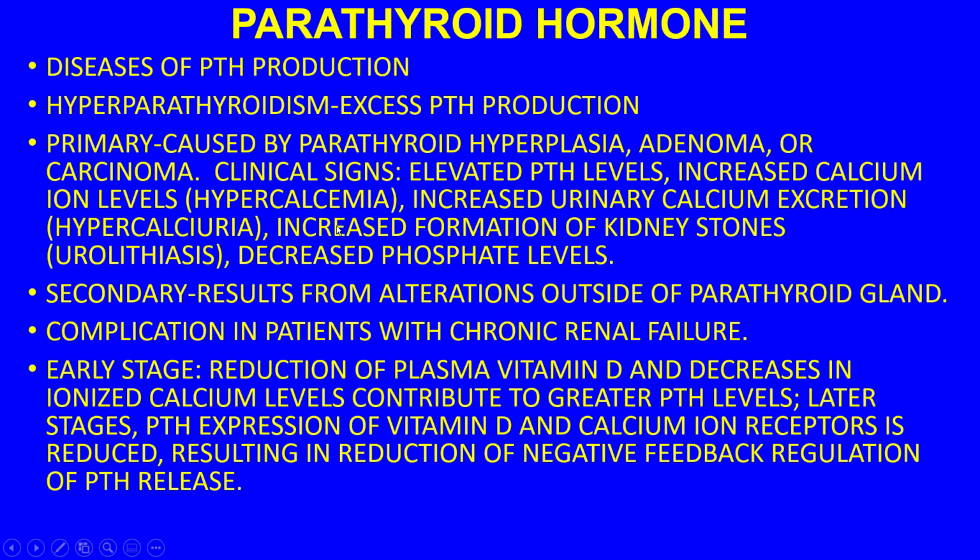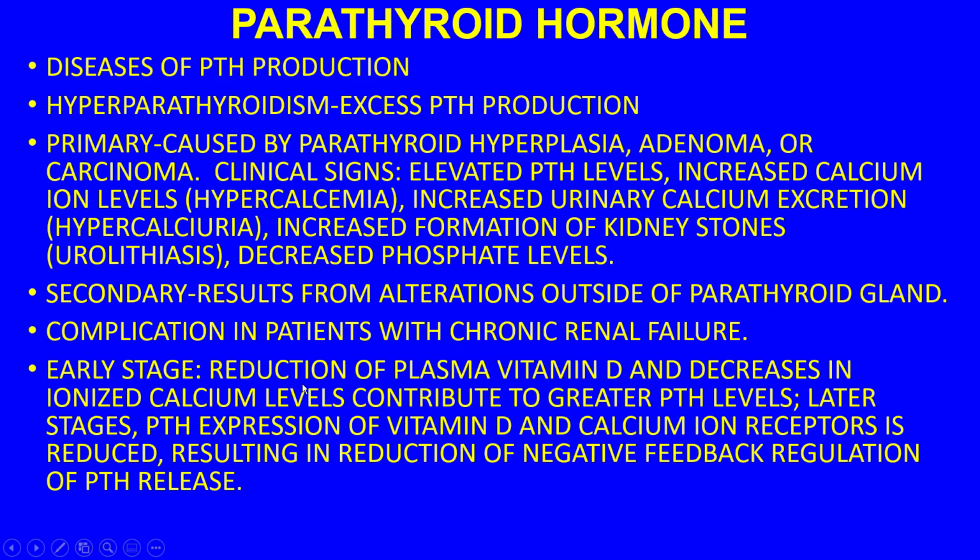Now, one thing to keep in mind, you're going to have the increased formation of kidney stones, that's urolithiasis, as well as decreased phosphate levels. When you have more and more calcium showing up in the urine, that increases the risk that you're going to start having kidney stones. Now, for hyperparathyroidism, the secondary, this results from alterations outside of the parathyroid gland. It could be a complication in patients with chronic renal failure.